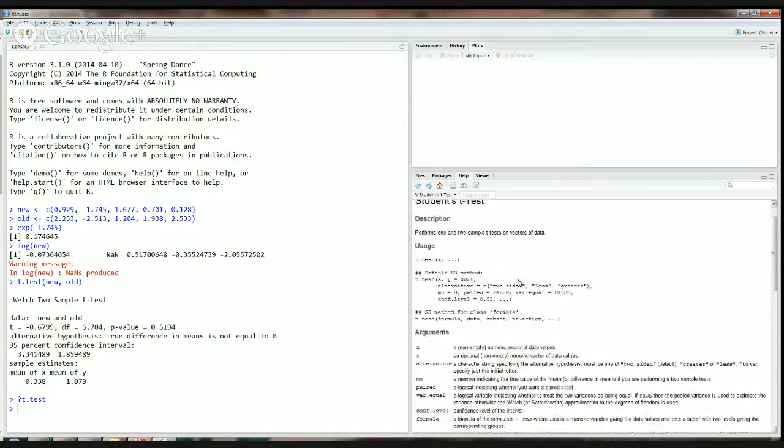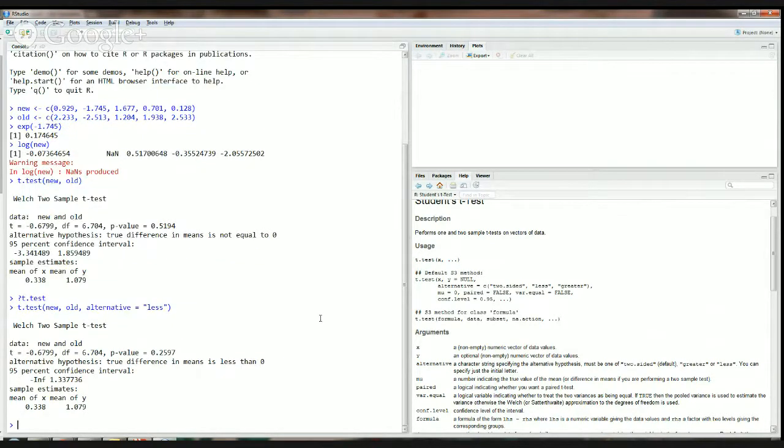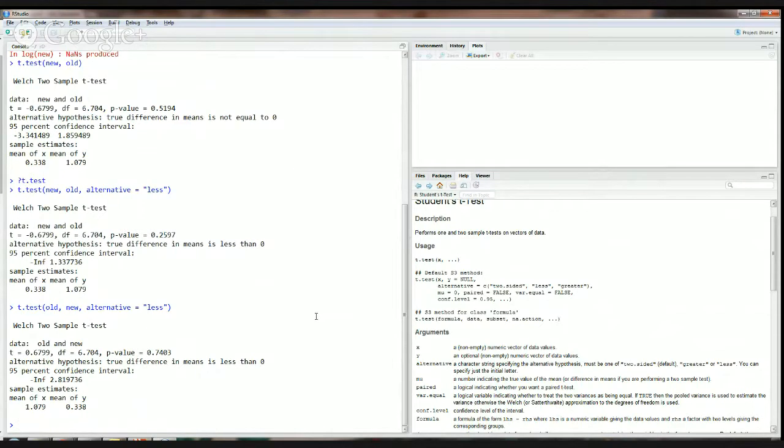So the option for having it be one-sided is alternative equals two-sided, less than, or greater than. Okay, so if you were to do t.test with alternative equals quote less, you get that. Now let's just talk about the fact that you don't know which direction of less it's doing, because if we put these in a different order, we're going to get a different answer, right? So in this case, the p-value is 0.7 if we do less when we put in old first, and it's 0.26 if we do new first.